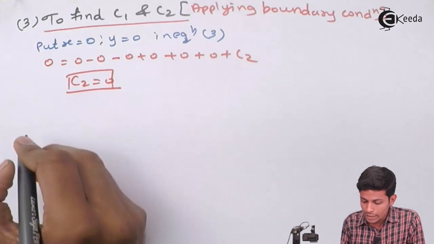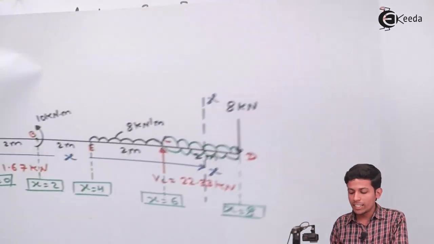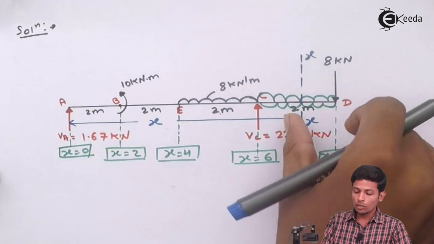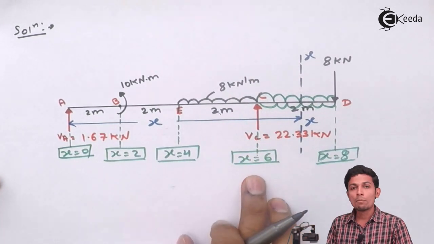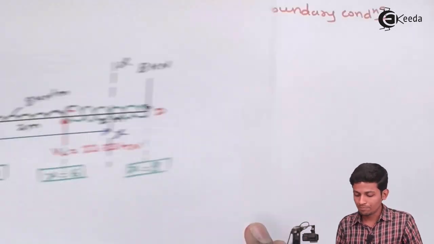Now what is our next boundary condition? Please don't make mistakes, don't take x is equal to 8. This is not your boundary condition. Your boundary condition will be x is equal to 6. This part is the overhanging part, so the boundary condition will be x is equal to 6. Please remember these things in the exam.